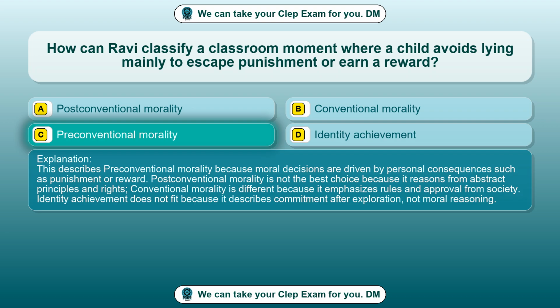This describes pre-conventional morality because moral decisions are driven by personal consequences such as punishment or reward. Post-conventional morality is not the best choice because it reasons from abstract principles and rights. Conventional morality is different because it emphasizes rules and approval from society. Identity achievement does not fit because it describes commitment after exploration, not moral reasoning.